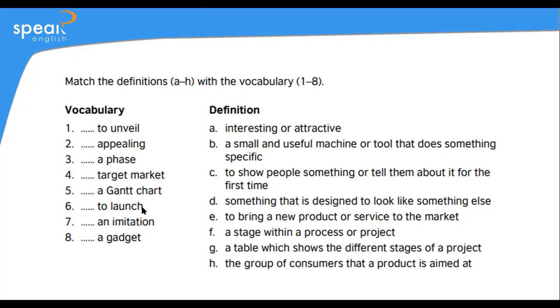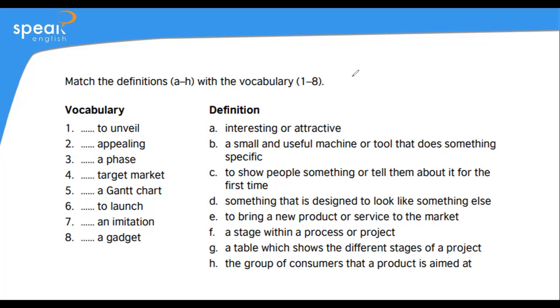Then we have number 7, an imitation. And number 8, a gadget. Let me make a correction to number 1. We say unveil. Repeat with me. Unveil. Unveil. Unveil. Exactly. Unveil, the way we see it here. So to unveil.